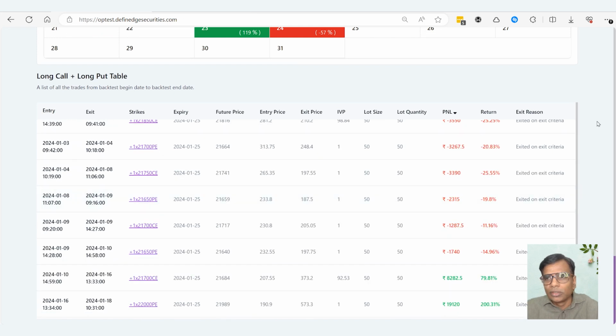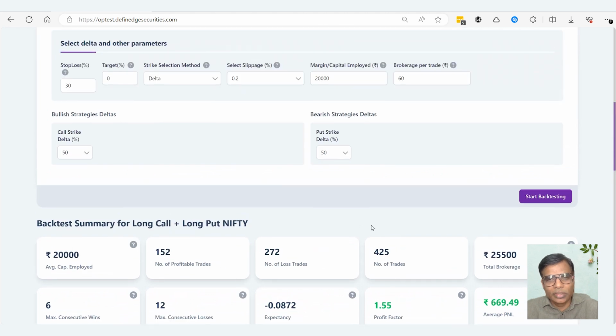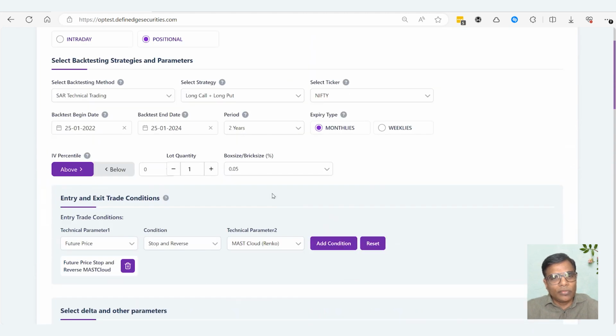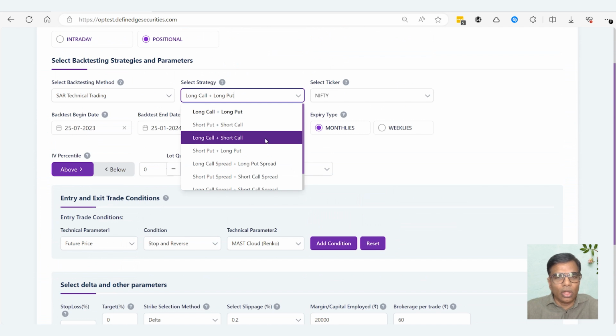All right. So now, what if instead of long call and long put, I mean, that is the ideal strategy when you're doing trend following systems. But instead of short put and short call, okay, then what happens? Or long call plus short call.